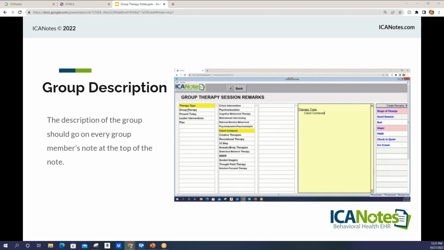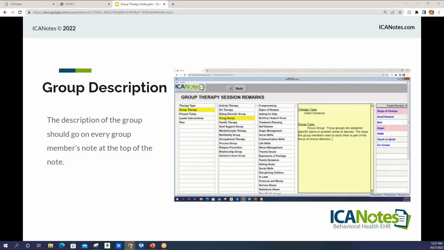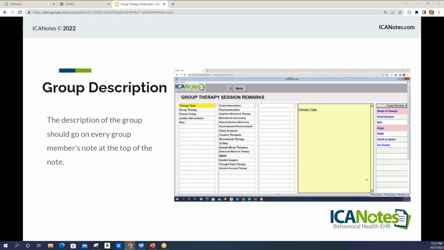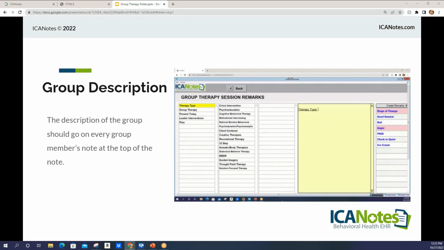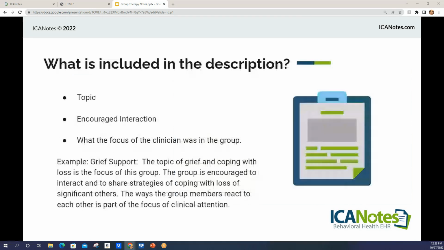So, when you're documenting these types of groups, it's okay to have templates that are formed around your group that can be placed at the beginning of the note. What you're seeing here is ICANotes and some of our templates there. And as you grow your practice and you're creating multiple templates that are specific to your group, they can be added and removed from the group as this proceeds. And this is really going to speed up the documentation process for you. Okay. So having that description of what the group is.